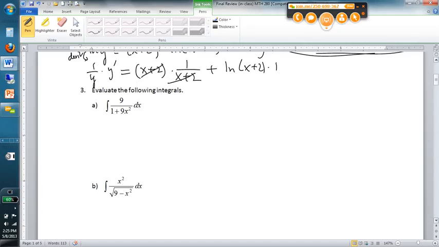But on 3A there, do you see what we might want to do on that? Because that's kind of part of the process, figuring out what I need to do there. Well, the bottom being a 1 plus something squared, does that remind you of anything? Tangent inverse, yeah. We know that the derivative of tangent inverse is 1 over 1 plus x squared, so the antiderivative of 1 over 1 plus x squared would be tangent inverse.